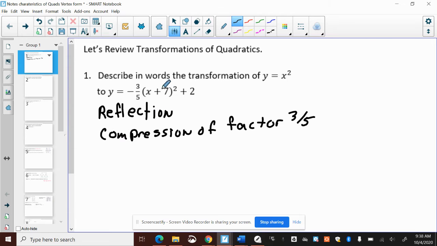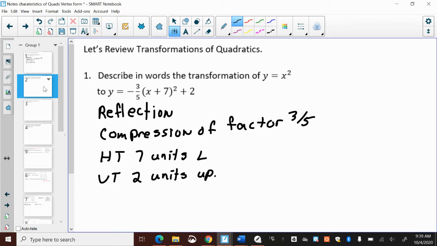There is a horizontal translation because we see these parentheses. So there's a horizontal translation, 7 units left. Remember, inside the parentheses is always opposite of what we see. And there is a vertical translation of 2 units up. All right, good. Let's try the next review.